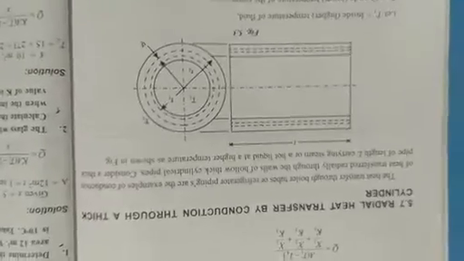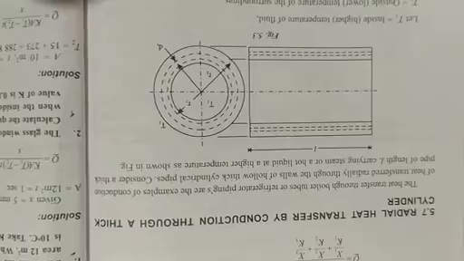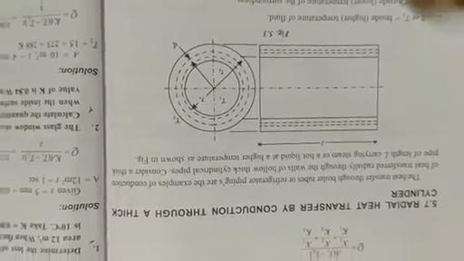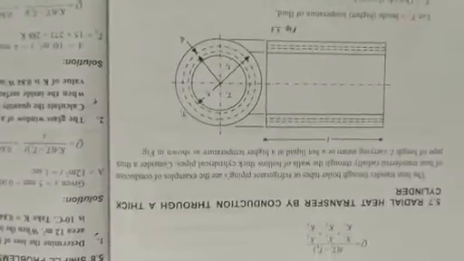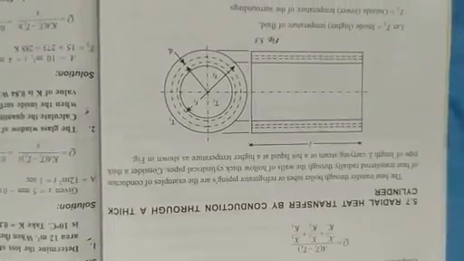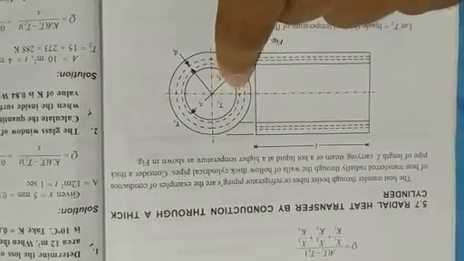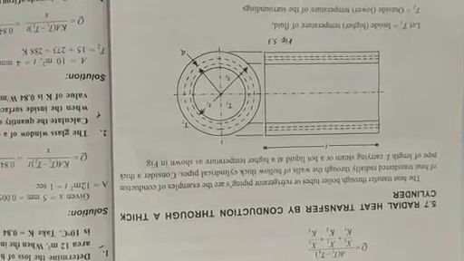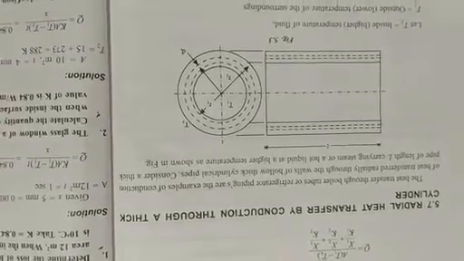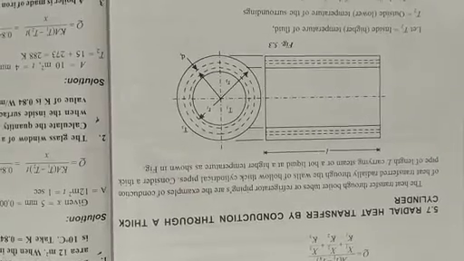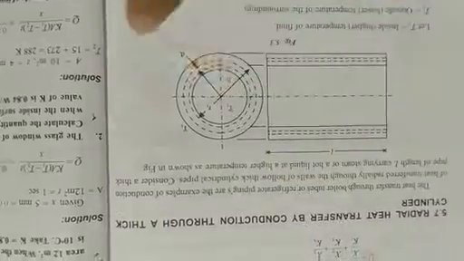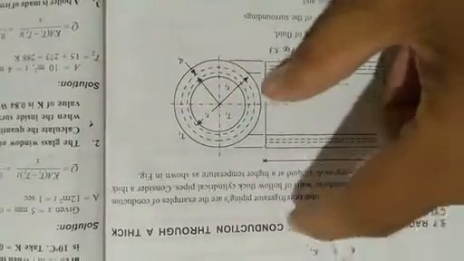So students, radial heat transfer by conduction through the thick cylinder. Before going to the problem, in your syllabus this thick cylinder concept follows the previous concept, which was heat transfer by conduction through the composite wall. So here the thick cylinder concept is there.